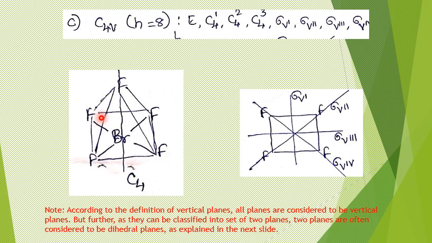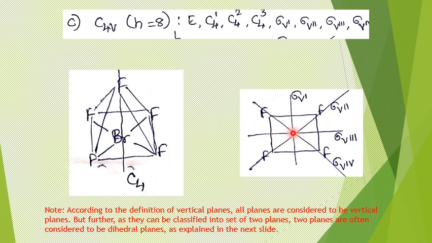Now let me show you the 4 sigma v's. In total 4 sigma v's are possible. To understand those 4 sigma v's, let's view the molecule along this Br-F bond. Let's say we are viewing the molecule from this point, so that F and Br are present exactly one above the other, and at this point they are present.